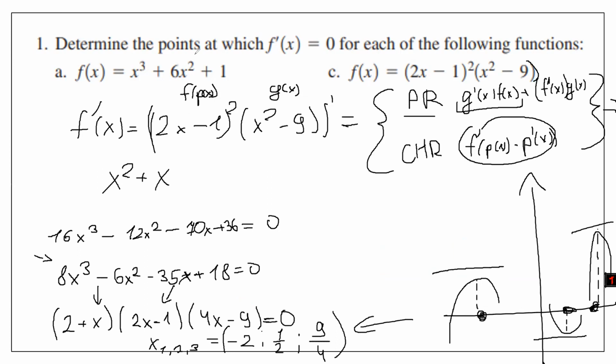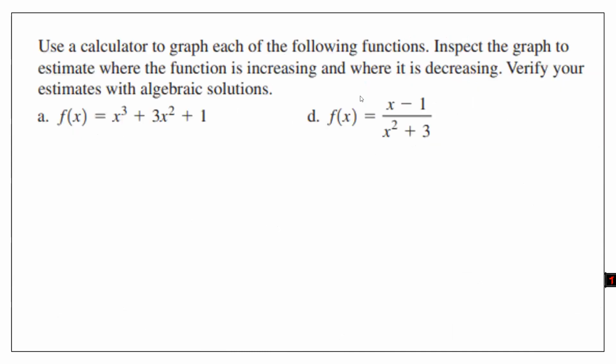Yeah. Alan? Yeah. So let's not waste time on example A, solve it by yourself. Here, let me clear all the drawing. In this particular exercise, we are asked to plot this function by using the graphing calculator and inspect the graph to estimate where the function is increasing and where it's decreasing. Verify your estimates with algebraic solutions. So we already covered algebraic solutions, right? Because the thing we just did before, when we defined when the derivative is positive, when it's negative, when it equals zero, that's the algebraic approach. Right?